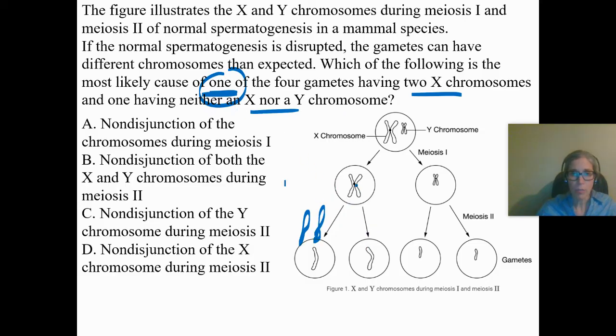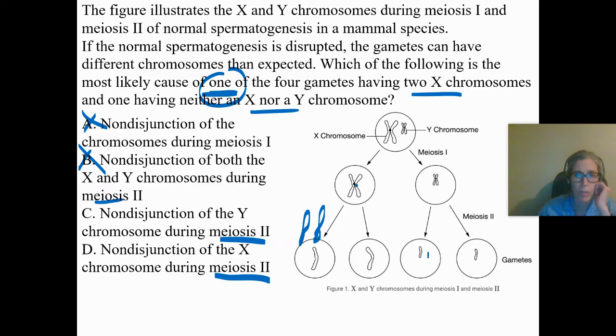So that's actually going to be a problem with meiosis 2. So this says meiosis 2, and so does that, and so does that. This one is meiosis 1. That's not true. So nondisjunction of both the X and Y? No, not the Y, because it doesn't say anything about any of the cells having a problem with the Y. It just says that one of the gametes has nothing. One of the gametes has 2 X chromosomes and one has nothing. So it's not that.